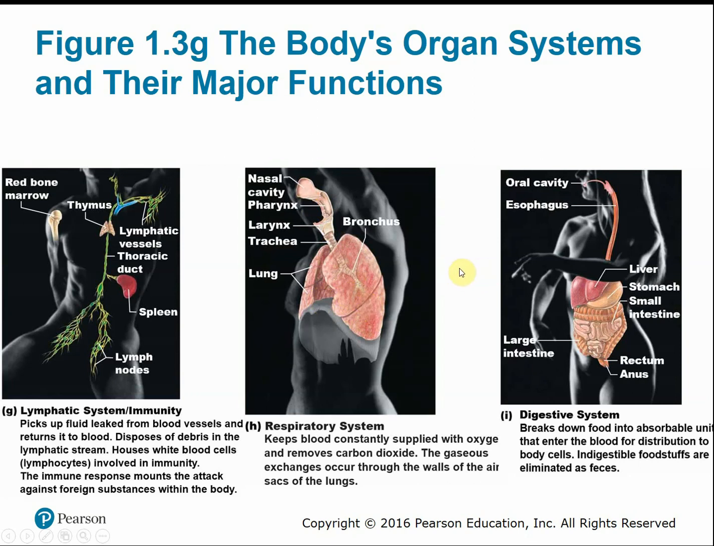The digestive system is how we break down food into absorbable or usable units that can enter the blood for distribution to body cells. So basically, the digestive system breaks down the food until the molecules are small enough to pass through the intestinal lining into the bloodstream. Anything that is not digestible will just be eliminated as feces.